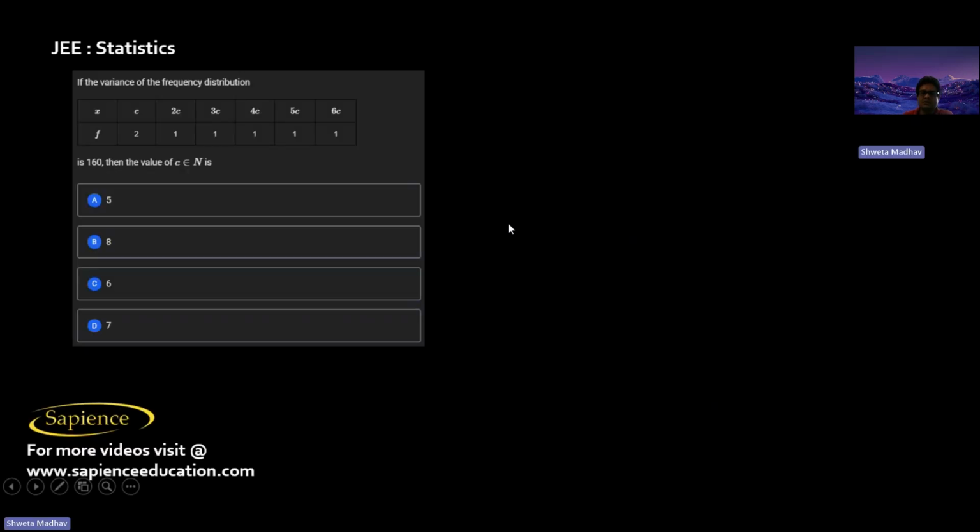Here it has been told in the very first question that if the variance of this given frequency distribution is 160, then the value of C belongs to N, so C should be a natural number. So here is a grouped frequency distribution. First we have to write X, then these are Xi, we have to find Xi square, then we have to do Fi Xi, then Fi Xi square.